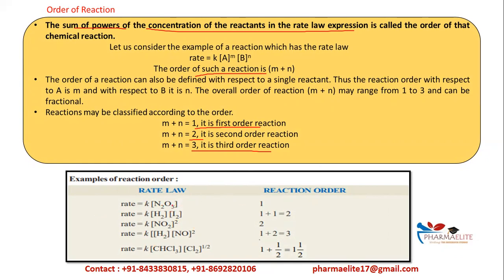So from the rate law expression here, there is nothing written, which means it is raised to 1, so the order of reaction is first order. Now here it is 1 plus 1, 2. In case of NO2, it is raised to 2, so it's a second order reaction. In this case, H2 raised to 1 and NO raised to 2, that is 1 plus 2, will give a third order reaction. And again here, chloroform and chlorine: order can also be a fraction or a whole number. So it is 1 plus half, that is 1 1/2. This is how you get the order of a reaction by adding the powers of reactants.